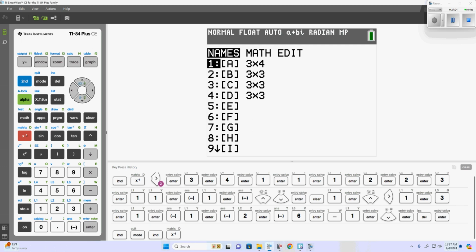So, let's see. So 1, 1, 2, 2, 3, 1, 3, 1. Okay. -1. -2, -6. Okay, now it's typed in. Second quit. Now second matrix. So second x to the -1. So we're all back to here, yes? Okay, so we put the matrix in, that's good.